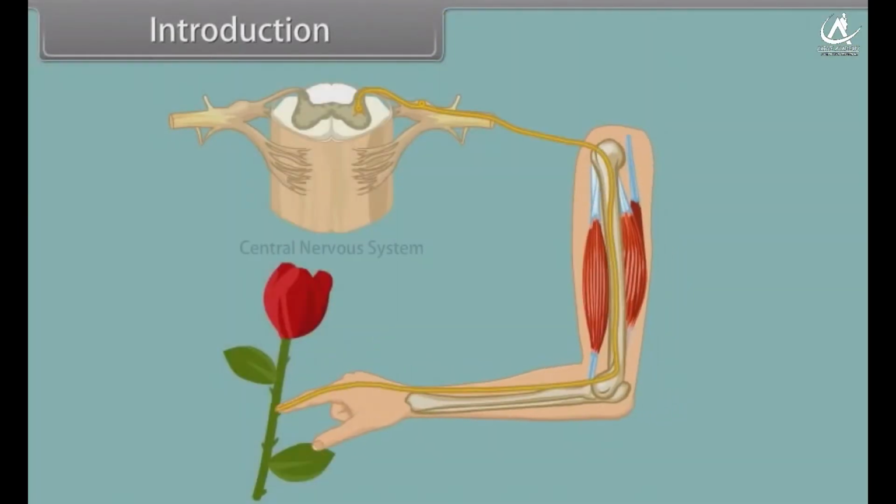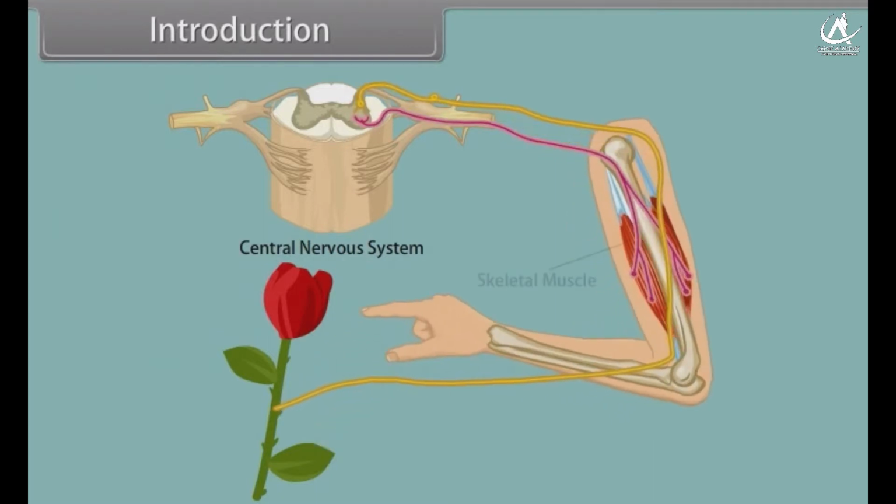When he touches the stem of the flower, the thorn on it pinches him and sensors detect stimuli present below the skin, and this stimulus passes to the central nervous system, and in response, the skeletal muscles contract and he withdraws his hand. So, throughout this module, we learn neural control and coordination.